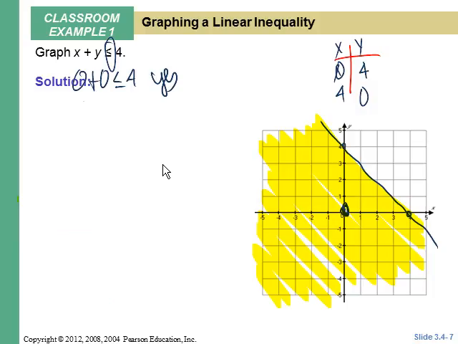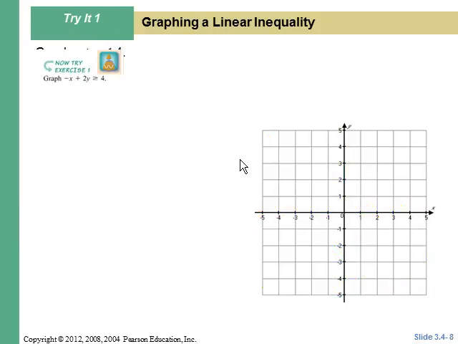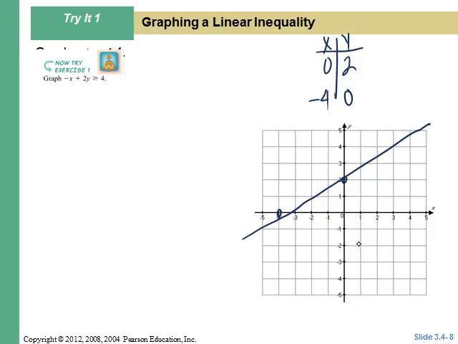Next, you try this one. Okay, so we've got x, y, 0, 0. If x is 0, y is 2. If y is 0, x is negative 4. And once again, it's a solid line because it's got the equal to in it. Choose the point 0, 0. 0 plus 0, is that greater than or equal to 4? No. So we're going to shade not the side that includes 0, 0, but the other side of the line.